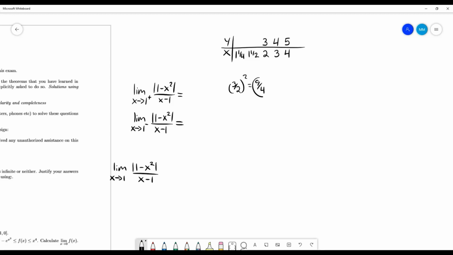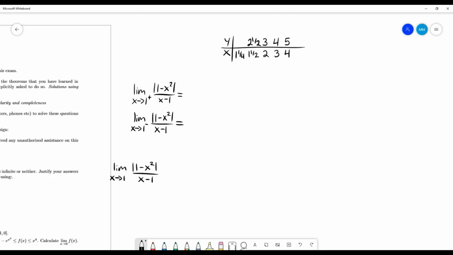1 minus 9 fourths is going to be negative 5 fourths. In that absolute value, we just get 5 fourths. And then that is over 1/2 because it's 1 1/2 minus 1, which turns into 10 fourths, or 5 halves, or 2.5. Okay, 2.5. It gets a little trickier when we get those fractions going, but it is necessary to get us closer and closer, get a good idea.